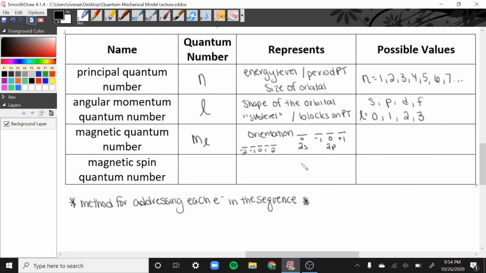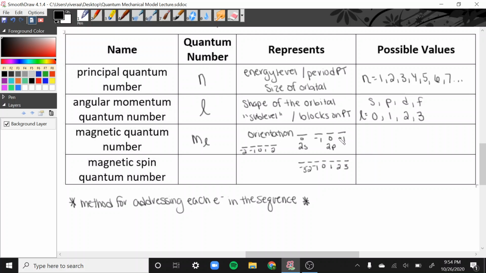And then for F's, I've run out of room. There are 7 of them. F's are going to go up to +3 and -3. I guess I should have had positive signs, but you get the idea.